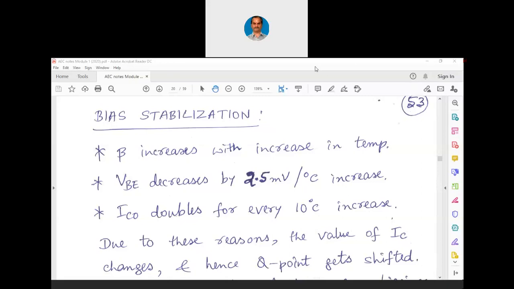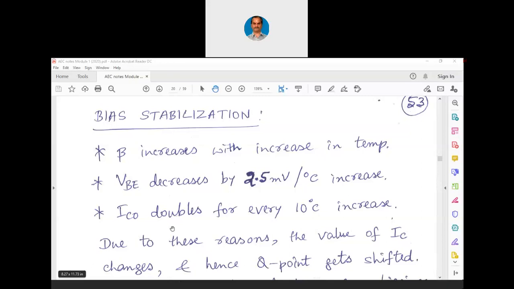Yesterday I was mentioning why this ICO increases with increase in temperature. ICO is nothing but the reverse saturation current, and even the forward current is related to the reverse saturation current, as you have already studied in the diode current equation.